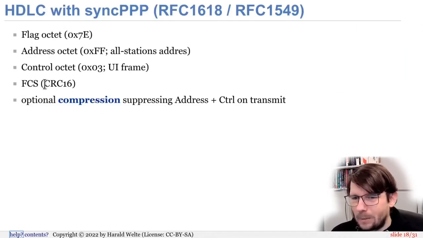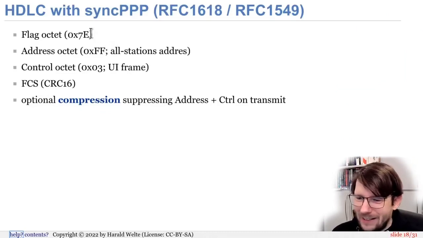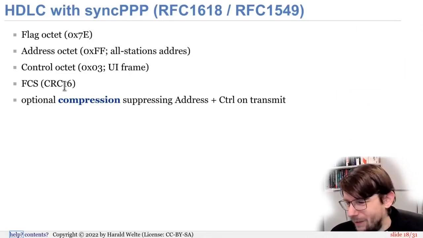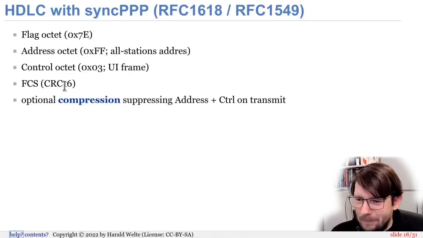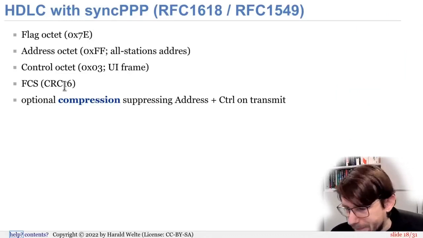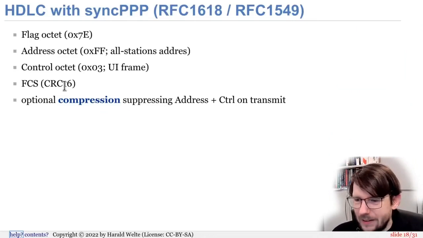And there's an optional compression mechanism specified, which suppresses the address and control octets on transmit. So basically, we end up with a flag octet, the PPP frame, and the frame check sequence at the end. And that's the most simple HDLC-based B-channel protocol that you can imagine. It's also why I'm discussing this right here.